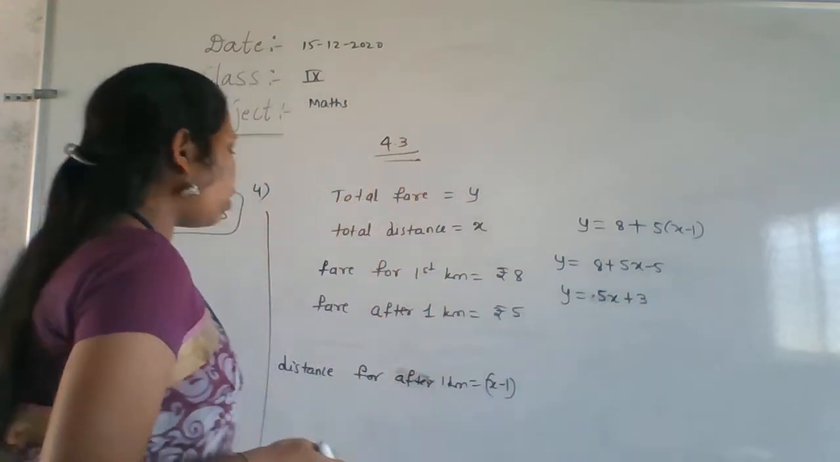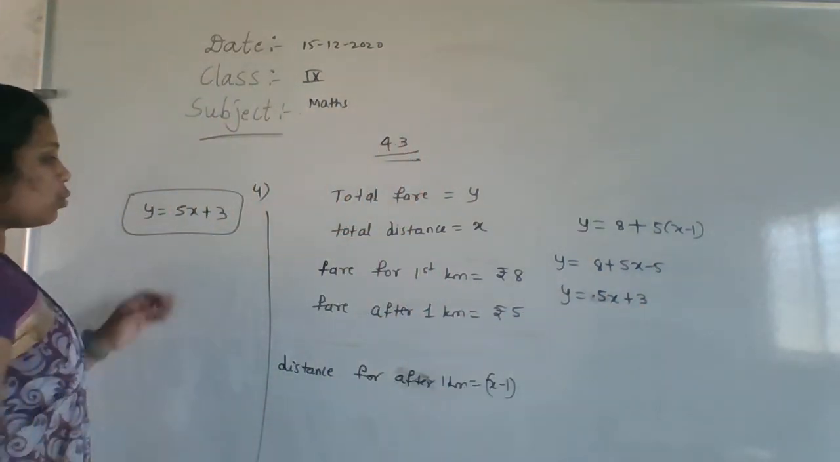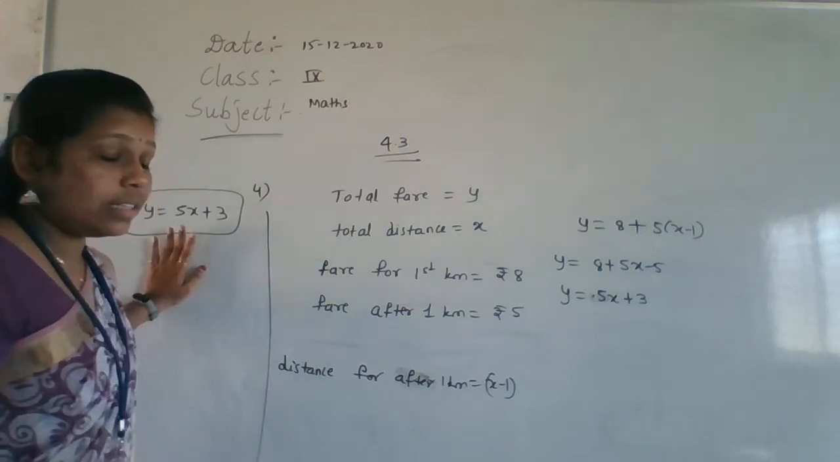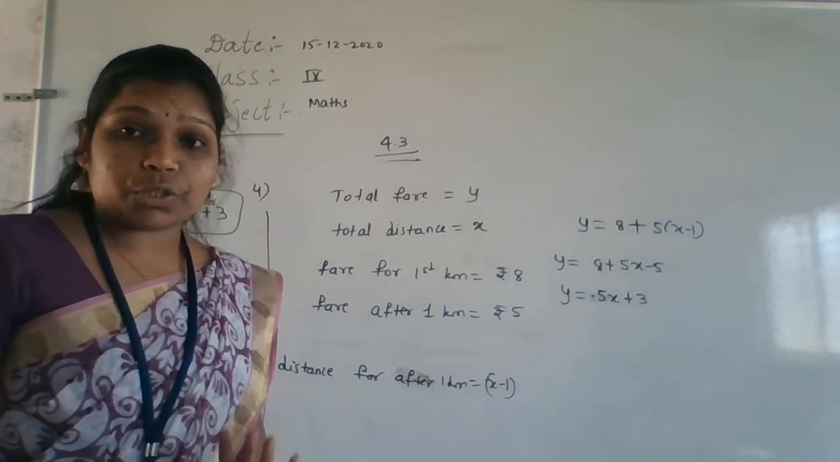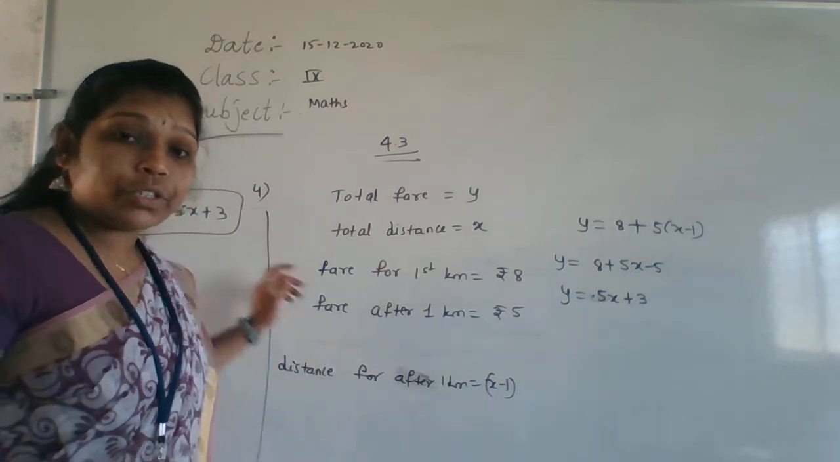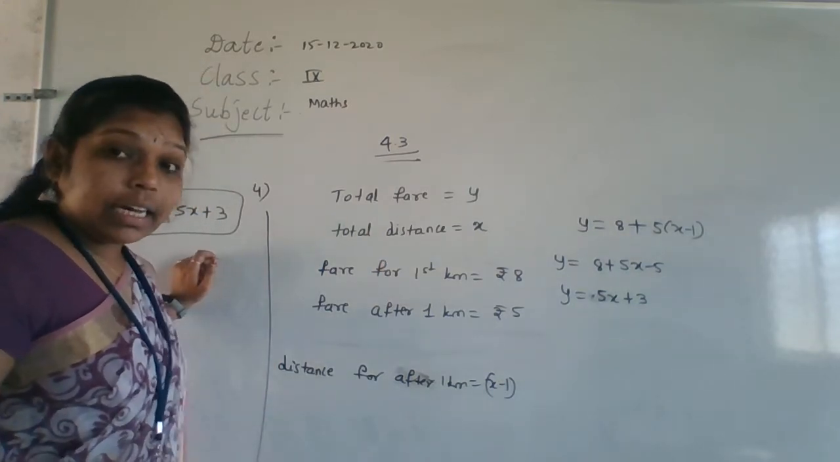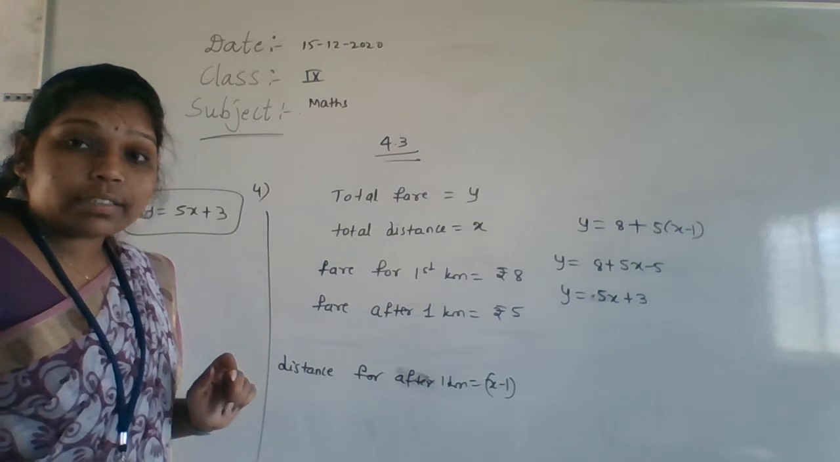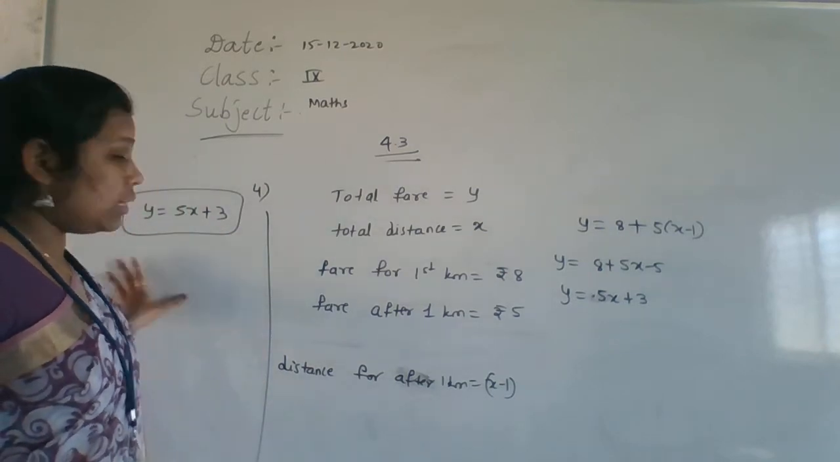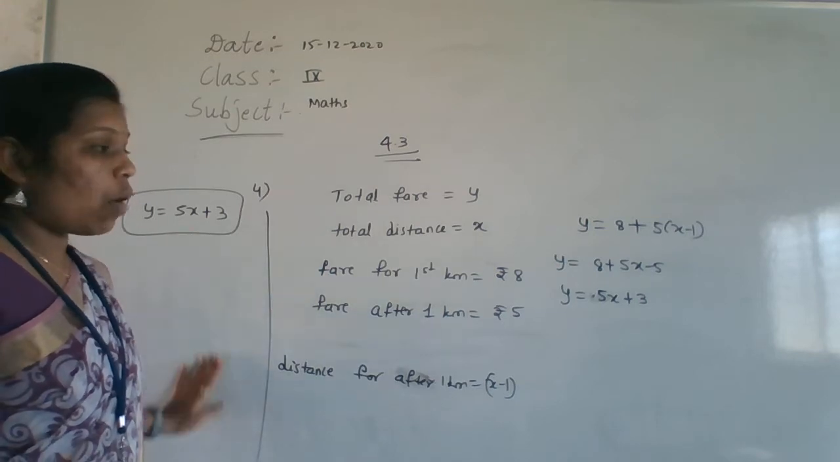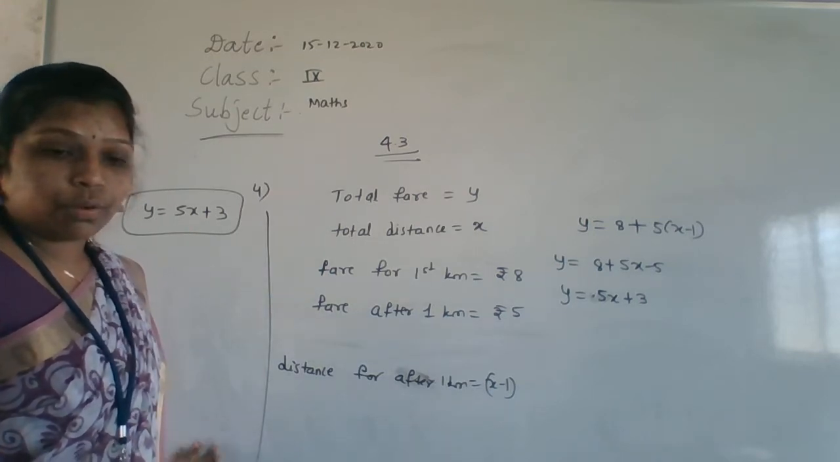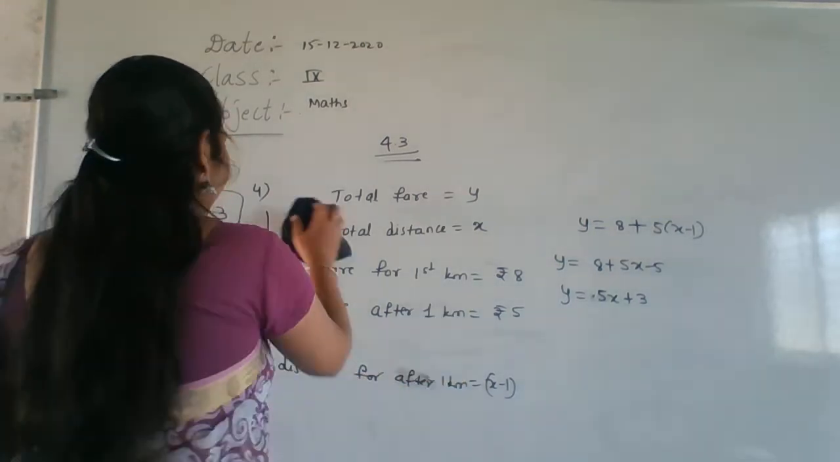What did we get here? y is equal to 5x plus 3. This is the linear equation for the given information. Now our duty is to draw the graph for this linear equation, that is y is equal to 5x plus 3. We have to draw the equation now.